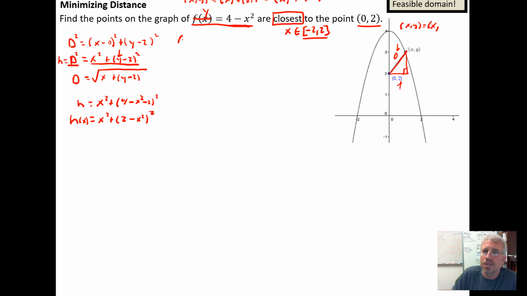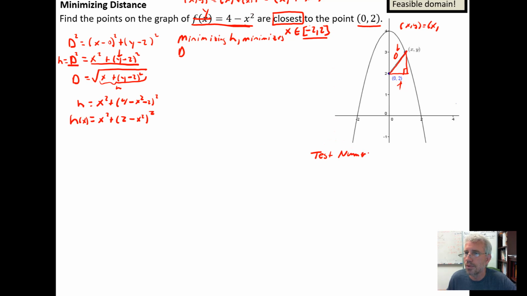Minimizing h will minimize d as well. So the key is that minimizing h minimizes d, because h is the stuff on the inside of d. So making h as small as we can will make d as small as we can. Okay, so we want to go and collect our test numbers. We need critical numbers, and by the extreme value theorem, we need the endpoints on our closed interval. So our test numbers, using the extreme value theorem, are going to be plus or minus 2.